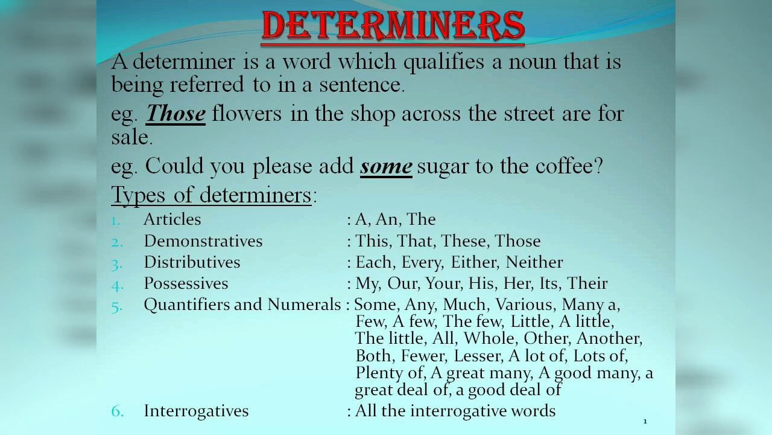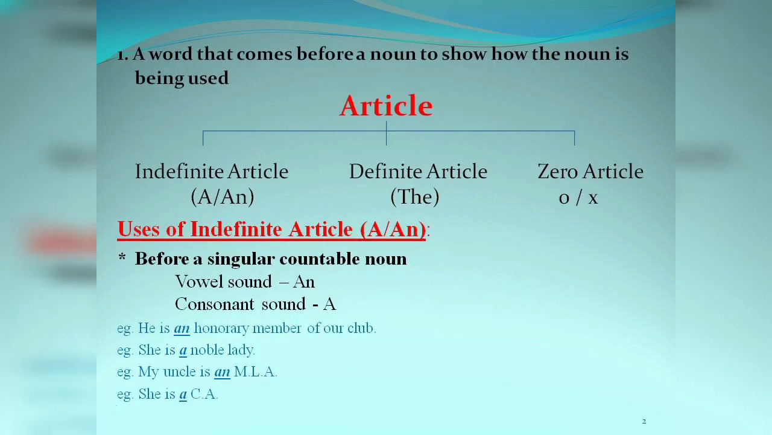So let's discuss these types of determiners in detail now. First of all, articles. Beta, you already know that articles are of 3 categories: indefinite, definite, and zero. Indefinite article means to use a or an. Definite article is the, and zero article means not to use any of these articles. You just have to put the sign of a cross in the blank space.